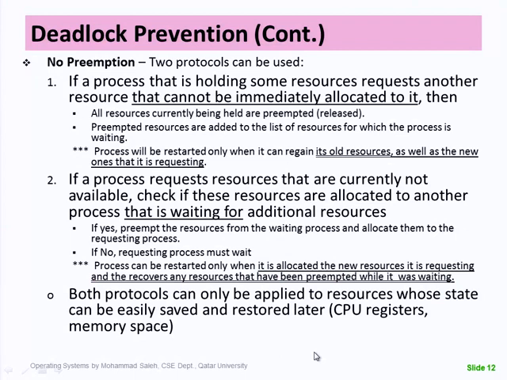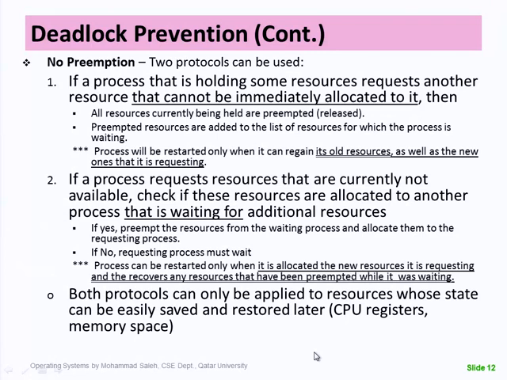The other way is to look at the condition of no preemption. We said that the process voluntarily preempts the resource that it is holding. But we can make it not. It means we can force the process to preempt the resources that it has. We can follow either one of two protocols to adopt or to deploy.